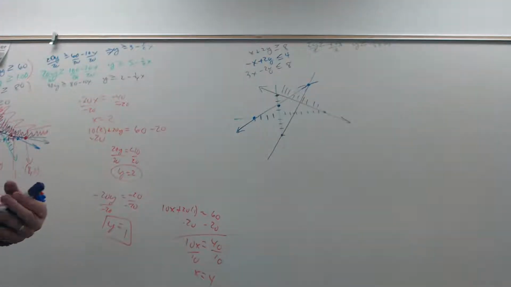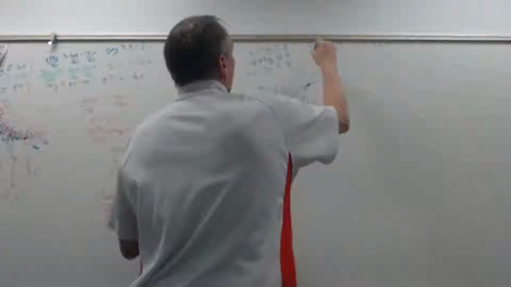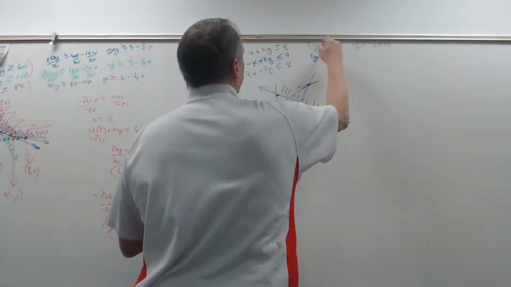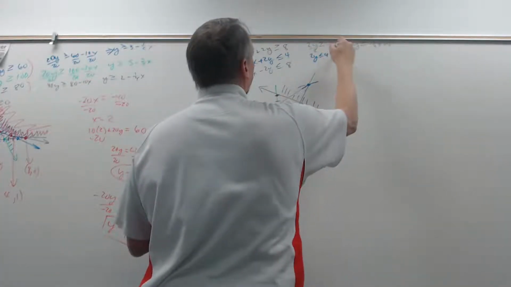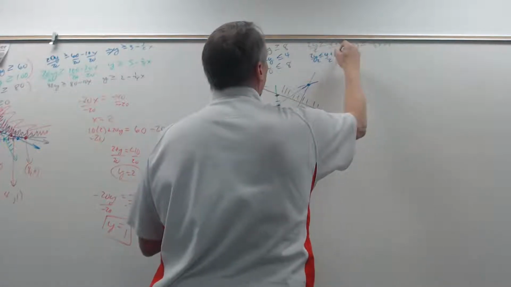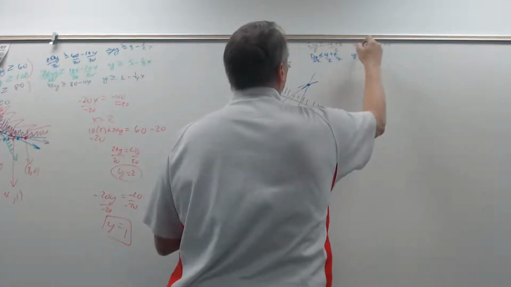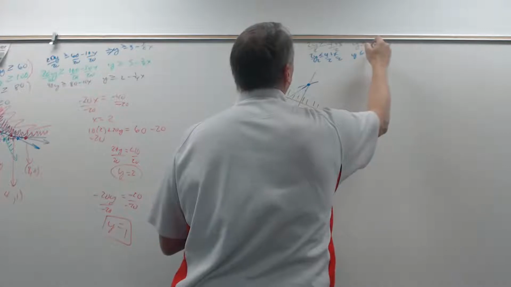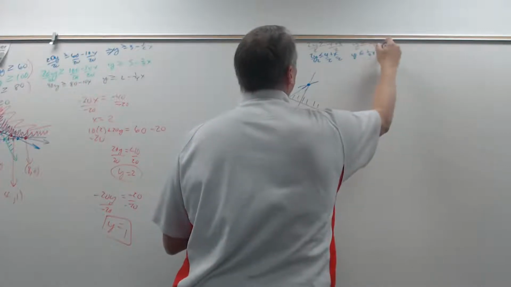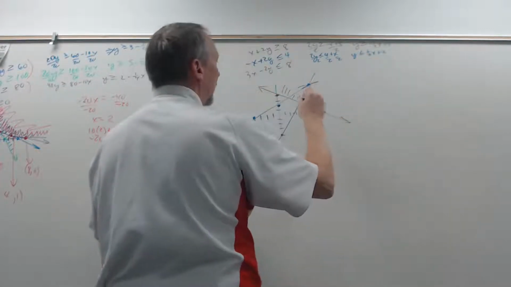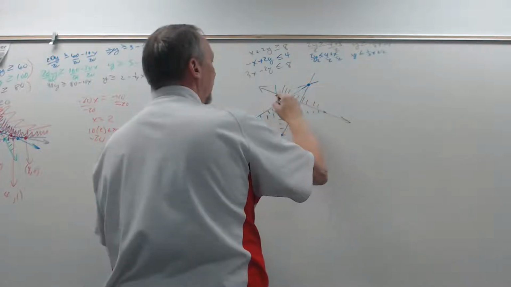Then the blue equation, 2y less than or equal to 4 plus x, divided by 2, y less than or equal to 1/2 x plus 2. So we want it to be less than, so that's going to be this area here.